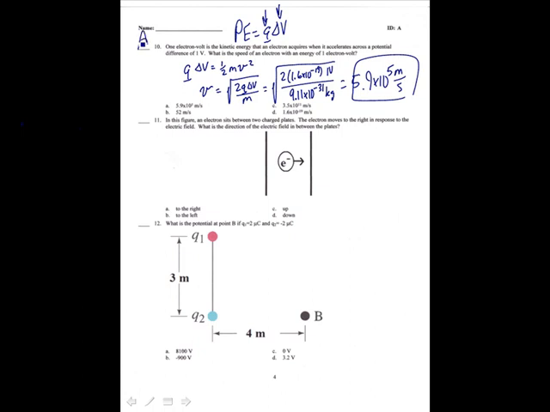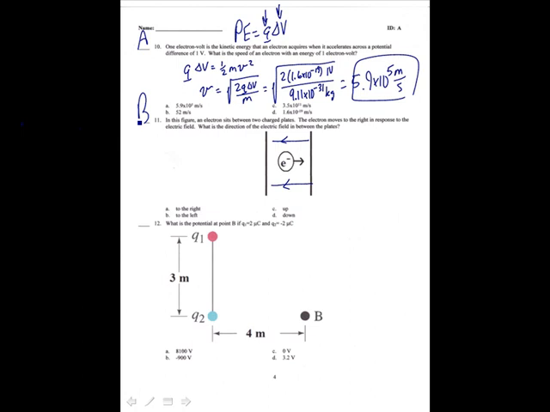In this figure, an electron sits between two charged plates, and the electron moves to the right, so it feels a force to the right, and the force on an electron is opposite the direction of the electric field. So I know that my electric field must be going to the left. And so that's the direction of the electric field between the plates, option B.